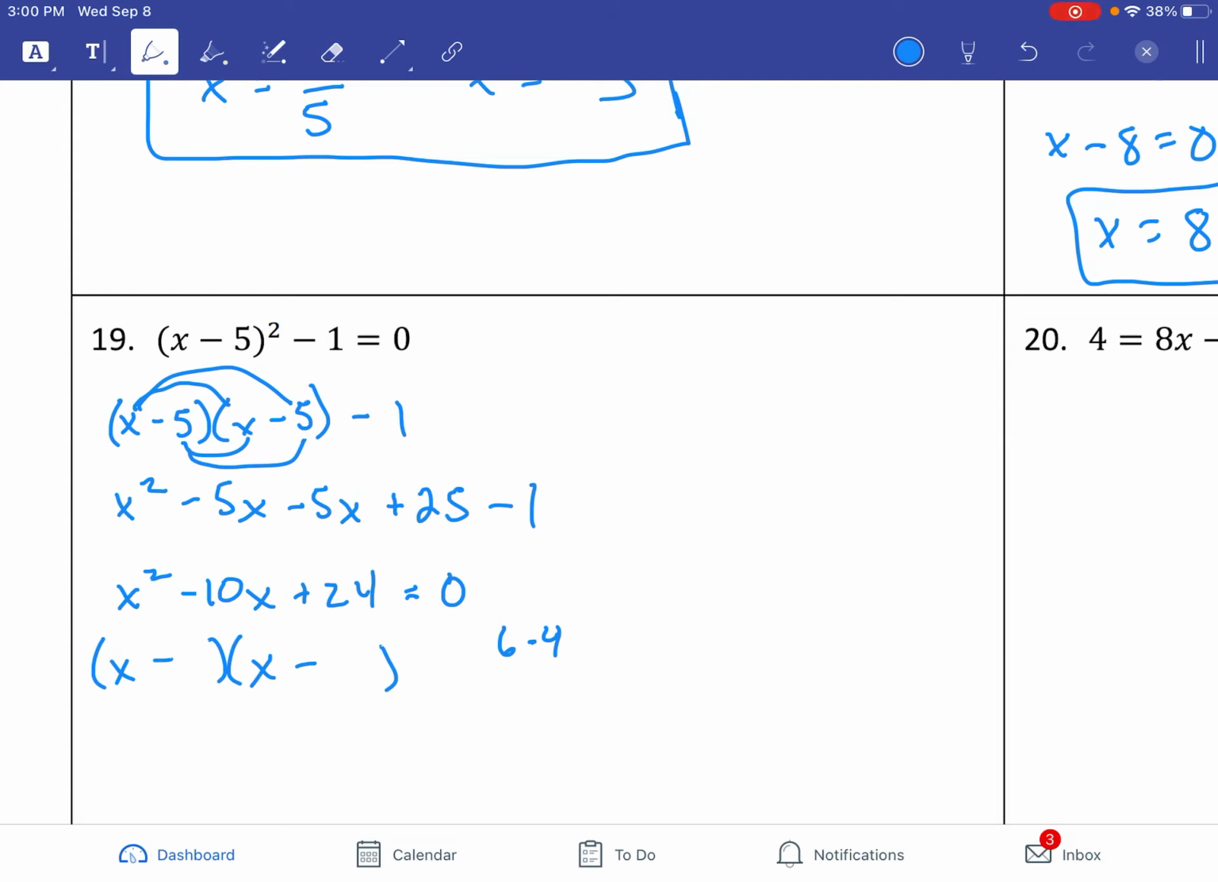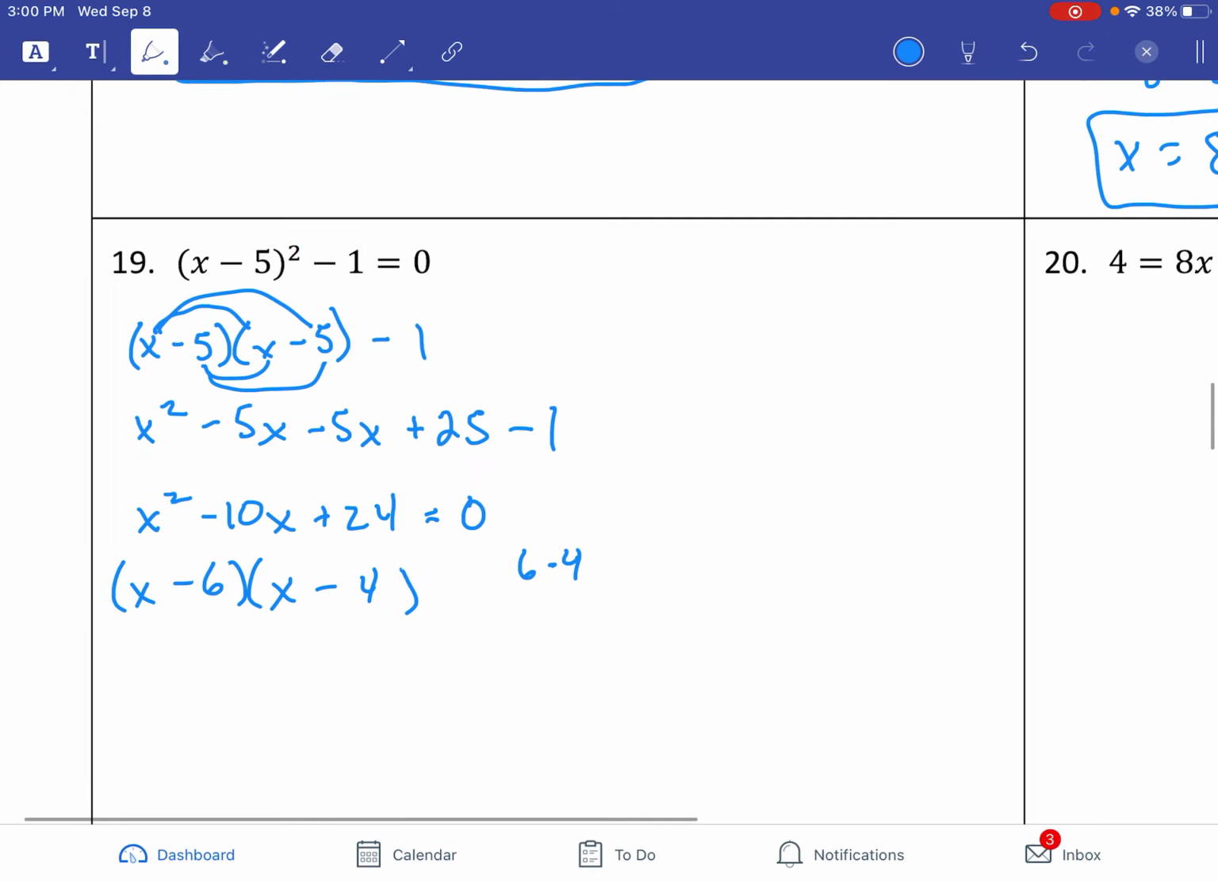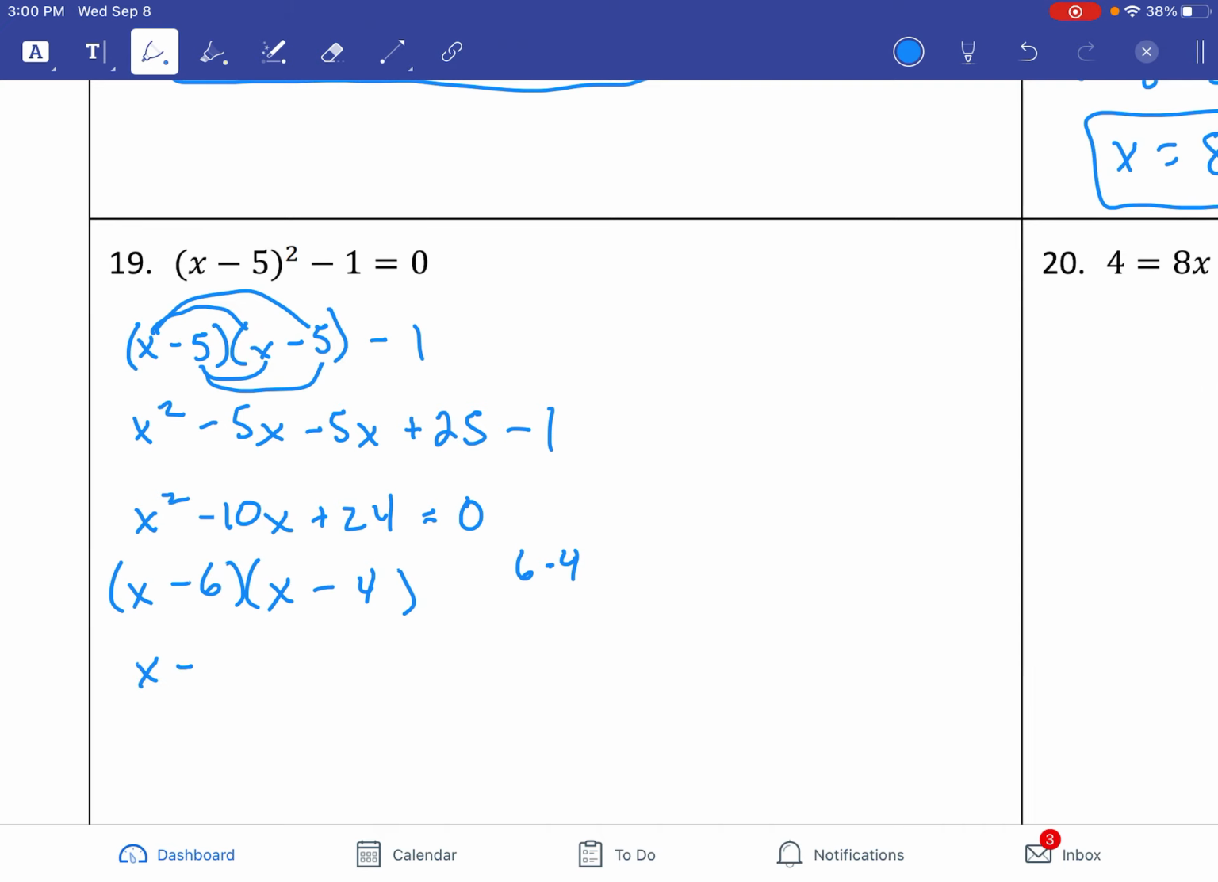Because the two signs are negative, they're the same, I'm going to add my factors. And 6 and 4 add up to give you 10. So 6 goes there, 4 goes there. And now again, because I factored it, x minus 6 equals 0, x minus 4 equals 0. Solve both for x. So x will equal positive 6, and x will equal positive 4.